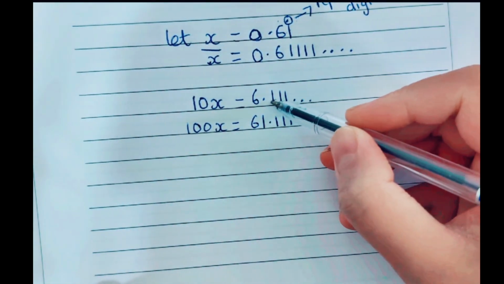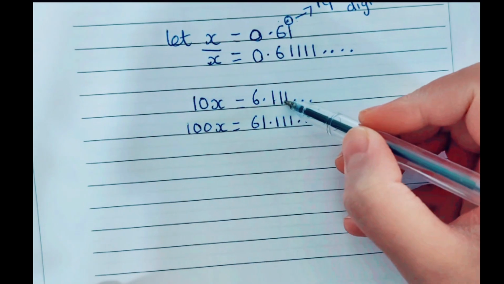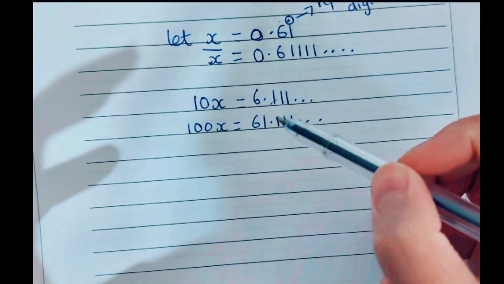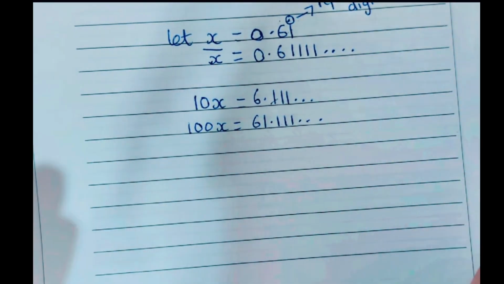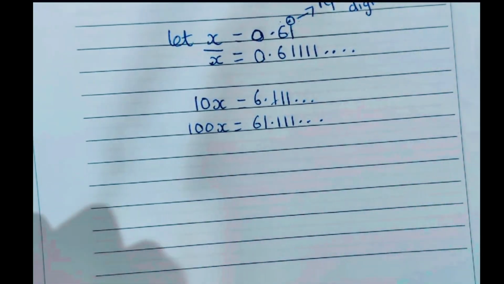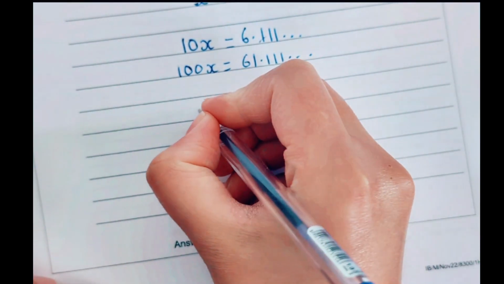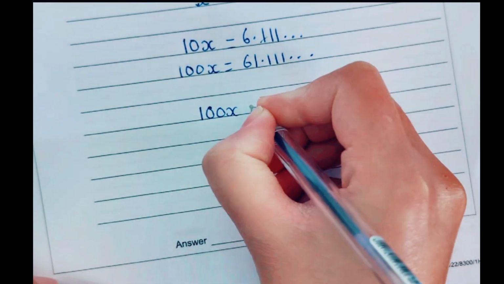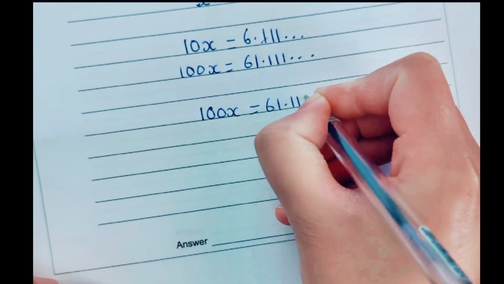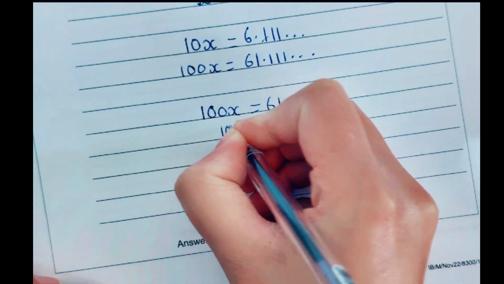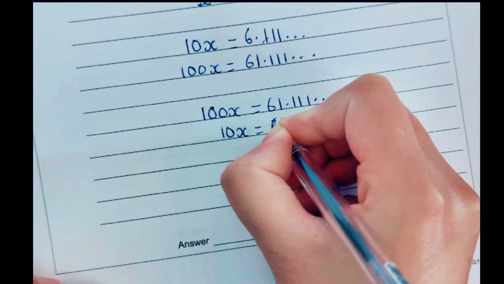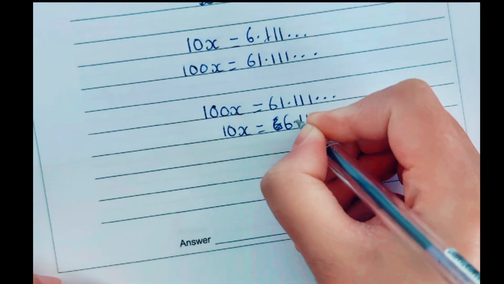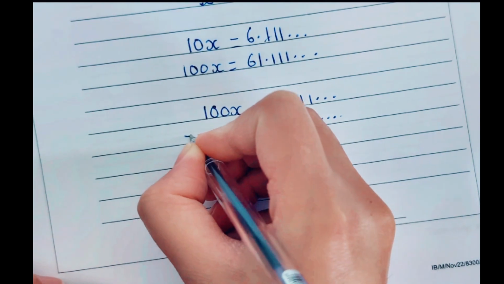Now that we can see the recurring parts, the digits are lined up, that means we can do a subtraction and cancel these out, and then hopefully we'll be left with integers which we can convert to a fraction by doing a bit of rearranging. So lots of topics combined into this question. Now we're going to write 100x first: 61.111 recurring, and below it 10x, which is 6.11 and so on. The ones keep recurring, and we're going to subtract these.